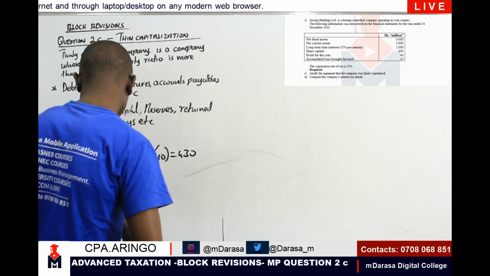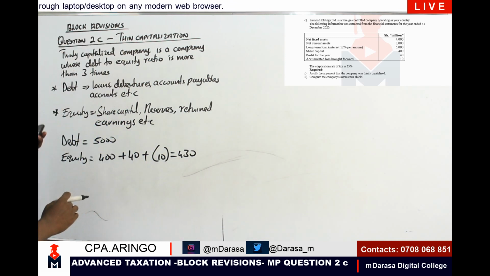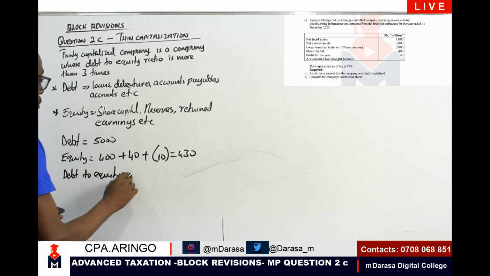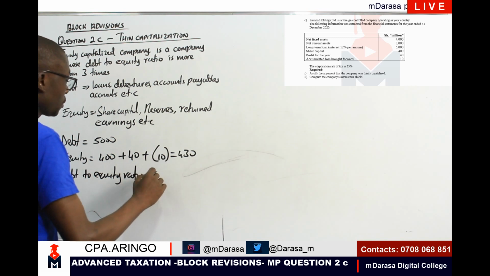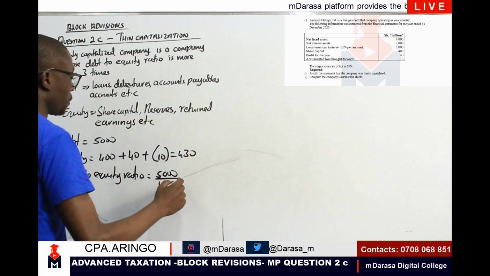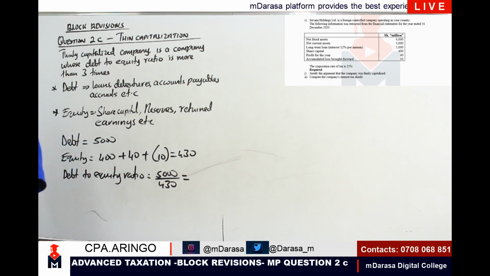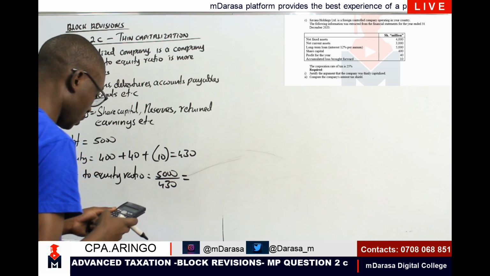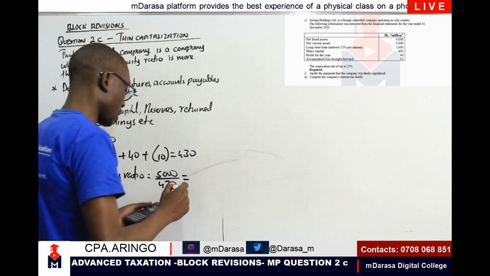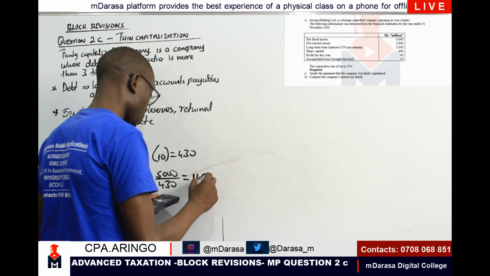So in that case, what will be our debt to equity ratio? Therefore, our debt to equity ratio, we should be talking of 5,000, which is our debt, divided by 430. Remember our figures are in million, so that is 5,000 divided by 430. That should give us 11.63.